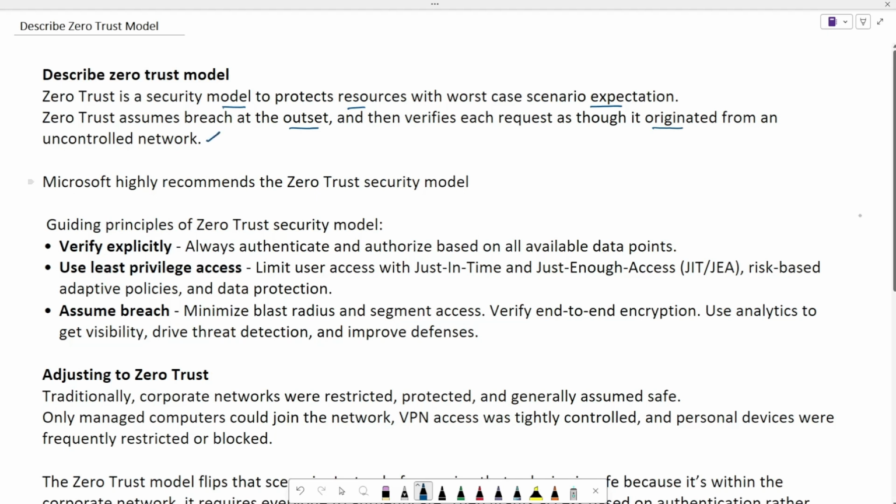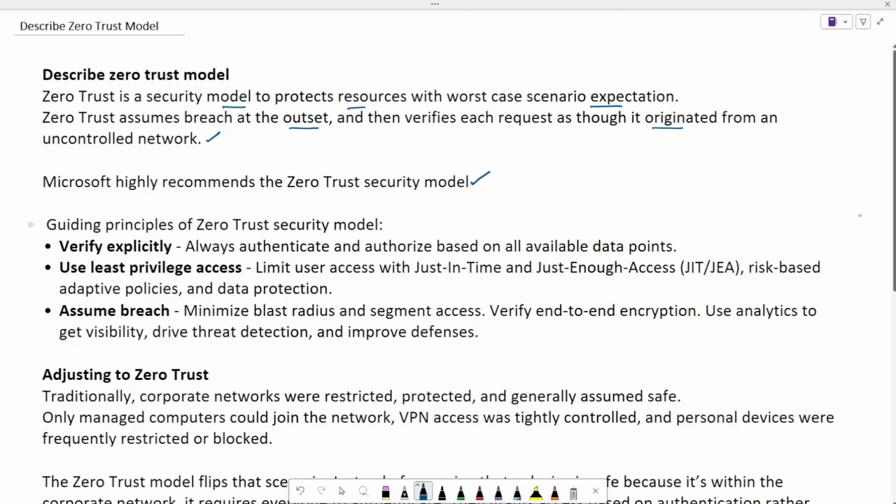So basically, Zero Trust is a security strategy. It is not a service or product which you will be able to create in Azure Cloud. So you need to remember always, Zero Trust is not a service or a product. It is just a framework. It is just a model which you can apply to your organization security policy. Microsoft highly recommends to use the Zero Trust security model in your organization.